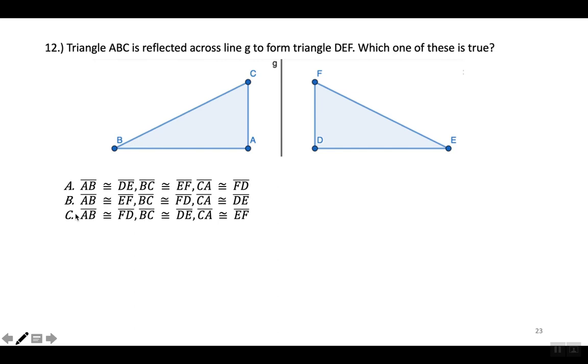Two more to go. This is an easy one, so don't get it wrong. It says triangle ABC is reflected across line G. Here's my line G, to form triangle DEF. Which one of these is true? Okay, this has to do with, remember that, first of all, if you reflect it, this triangle is going to be congruent to this triangle, right? So when you do a reflection, it is going to keep everything, the sides and the angles, congruent.